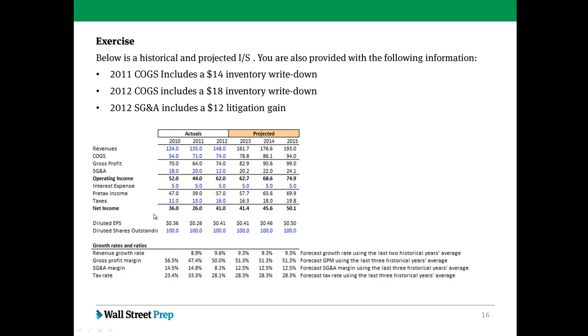But if within these historical results, we found out that in 2011, cost of goods sold included within it a $14 inventory write-down. And then in 2012, an $18 inventory write-down. And in 2012, also SG&A had a $12 litigation gain. I'd like you to adjust this income statement to reflect the historical income statement on a non-GAAP basis, which excludes these items. And then we can analyze.